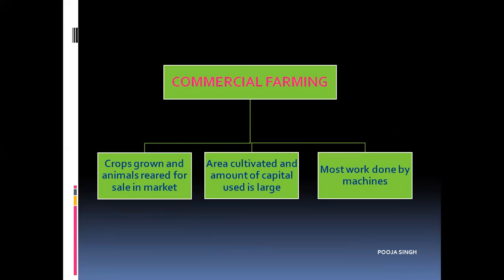Commercial farming. In commercial farming, crops are grown and animals are reared for sale in market. The area cultivated and the amount of capital used is large. Most of the work is done by machines.